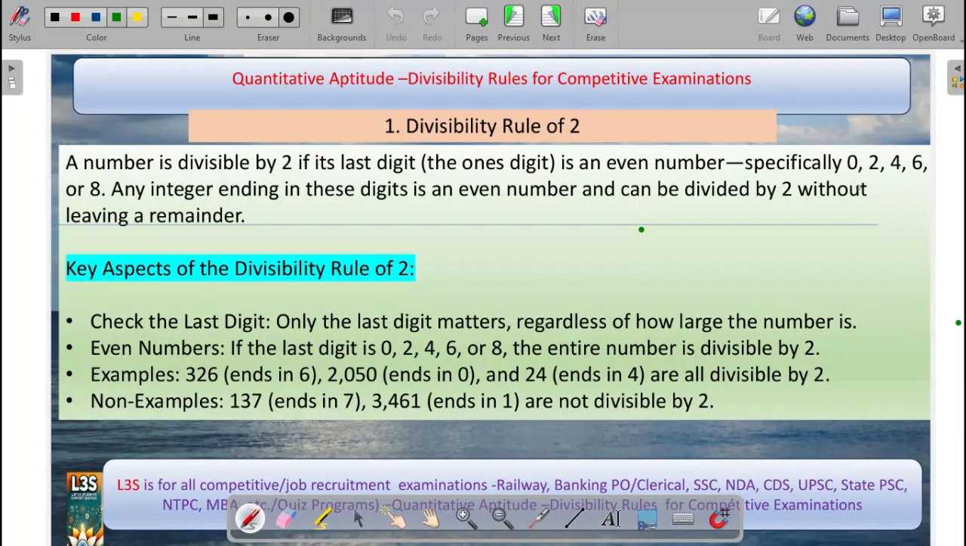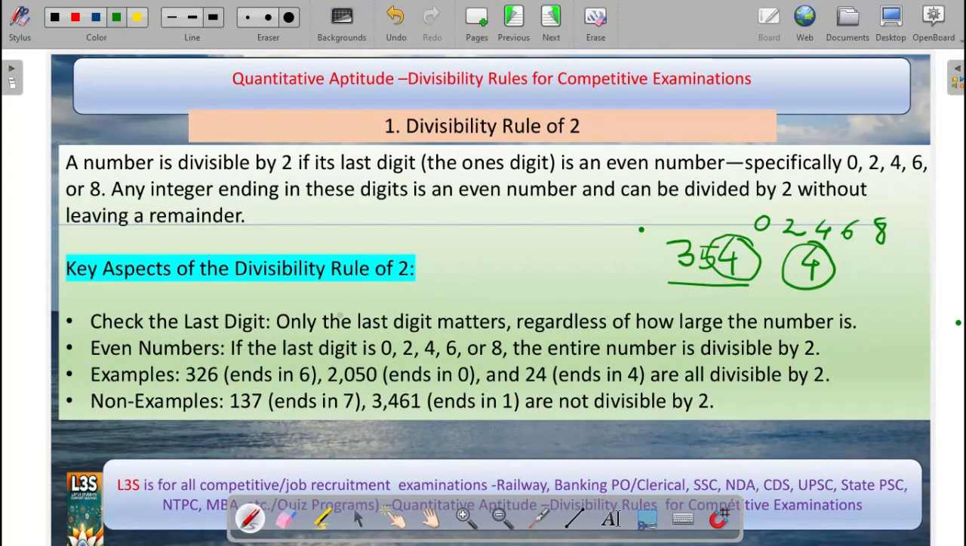Now for example, say the number is 354. So what is the last digit here? That is 4. So 4 is an even number. What are the even numbers? 0, 2, 4, 6, 8. So it is an even number. That is why this whole number will be divisible by 2.